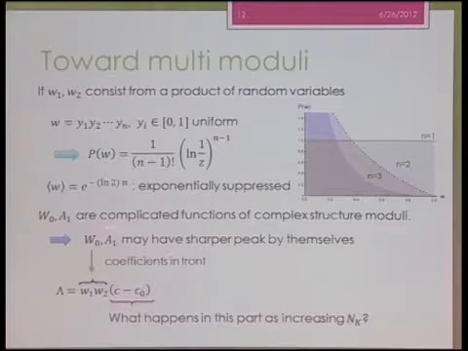And since this W and A1 are actually given by other complicated functions of the complex structure or the dilaton moduli, it is possible that this W0 or A1 itself has some sharp peak of its own because of this random product of the random variables. But that's a fact appearing in the coefficient. So then what happens in the next part, that's the Kähler part.